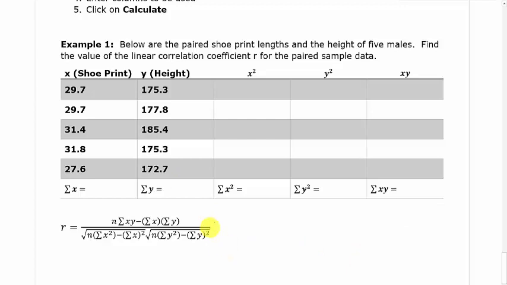So I'm going to go ahead and fill in this table, and then we'll come back and plug our values into R and compute what that is. And while I'm filling in my table, you might want to just pause the video and fill in the table for yourself, and then do it along with me.